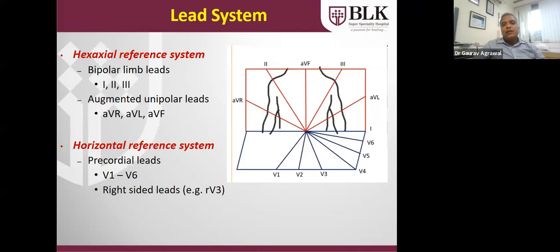As we all know, there are limb leads and chest leads. Limb leads are the bipolar limb leads named 1, 2, 3, and the other three are augmented unipolar leads named AVR, AVL, and AVF. Chest leads are named V1 to V6. As we can see in this picture, V1 is on the extreme right, then V2, V3, V4, V5, V6. In case of dextrocardia, we have to take the right-sided V3 and right-sided V4.